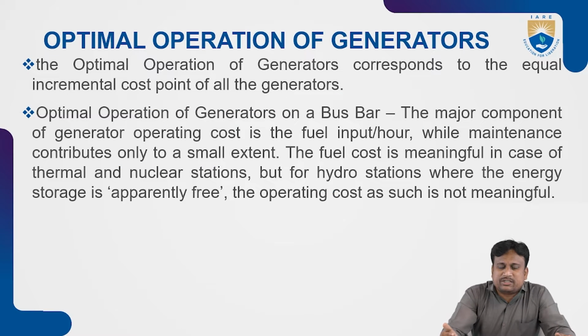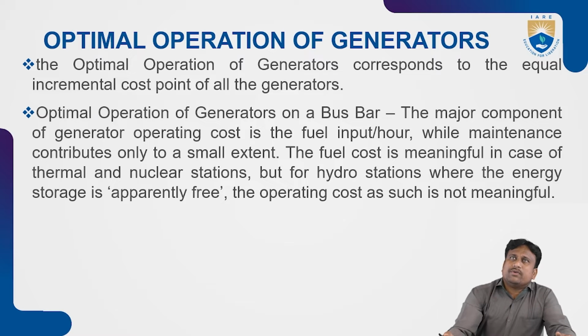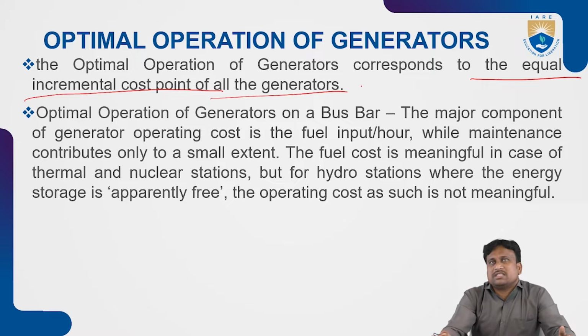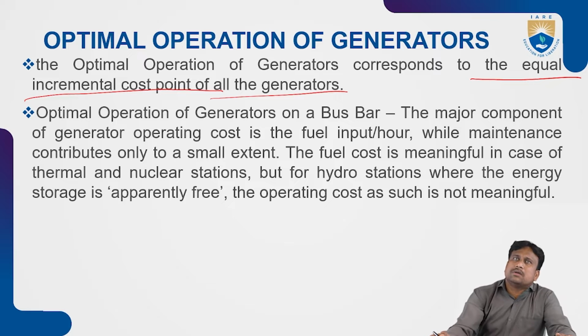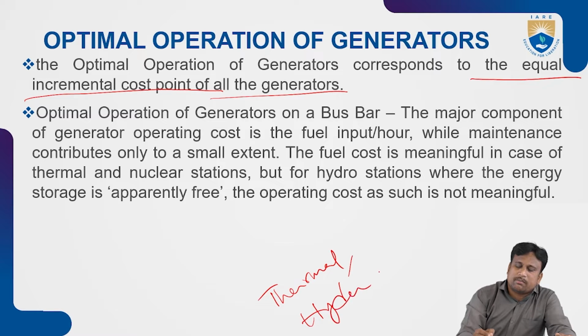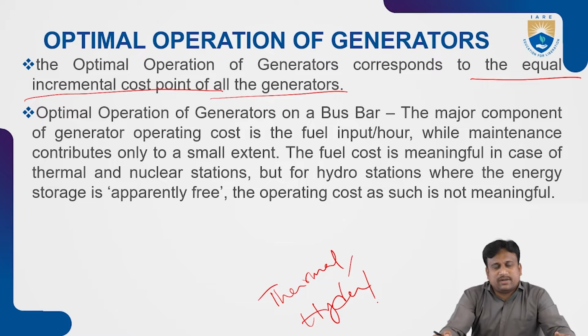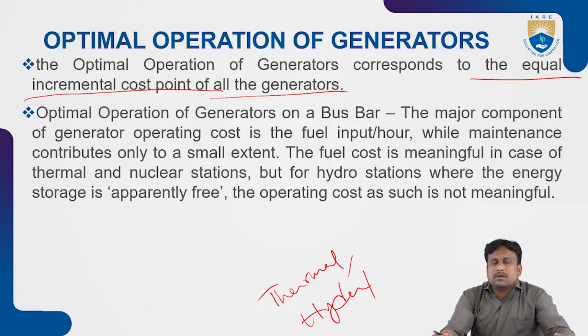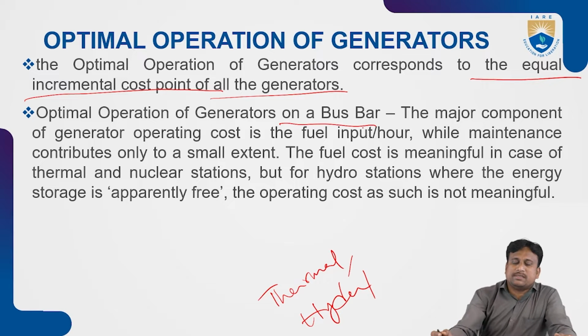What is optimal generation of the generators? Optimal operation of the generators corresponds to the equal incremental cost of all the generators. Here optimal operation includes all the generators, whether from the thermal side or the hydel side, whatever the power generating case may be, which will include the equal incremental cost point of all the generators. This may be treated at the respective bus.